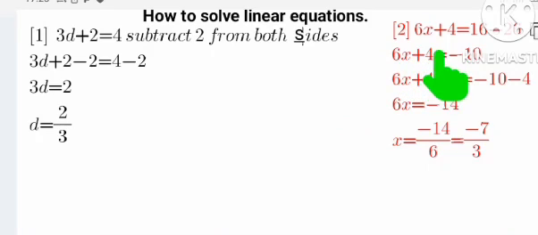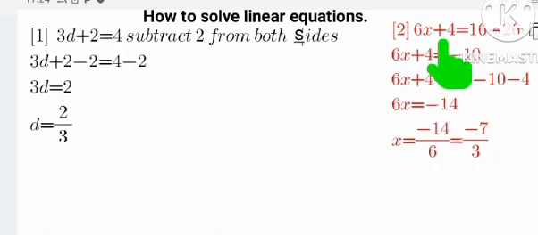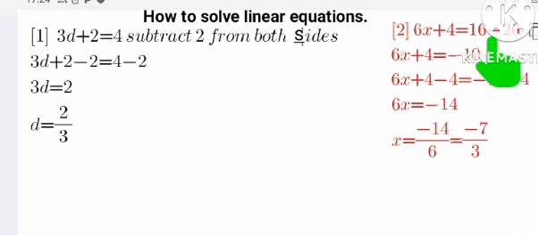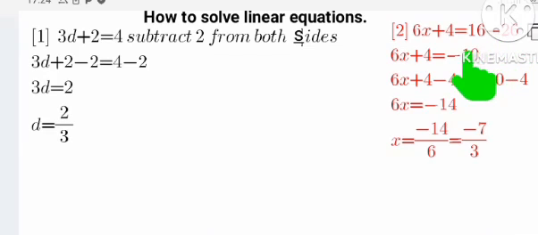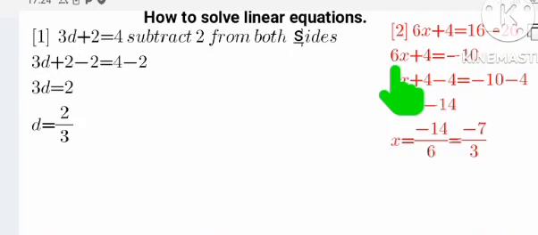Let's go to number 2. Here we have an equation that is a little bit different. We have 6x plus 4 equals 16 minus 26. We want to make sure that everything except the dependent variable is on the right hand side. So here we can simply break it down by saying 16 minus 26 will give you what? Negative 10. So we have a simplified equation like this.